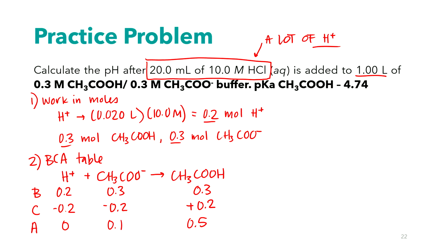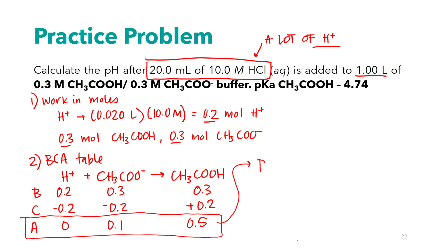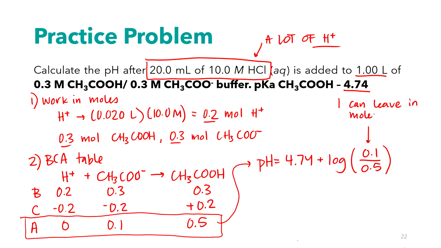We're going to take that and plug it into our Henderson-Hasselbalch. pH equals, I've given you the pKa, 4.74, plus the log of my base, which is now down to 0.1, over 0.5. In a Henderson-Hasselbalch, I can leave these in moles because molarity over molarity equals moles over moles. I don't need to go through the trouble of dividing by liters because I would do that for both. Yes, the volume is changing because I've added in 20 mils of HCl, but I can just grab those moles and put them in, and I calculate that my pH is now 4.04.